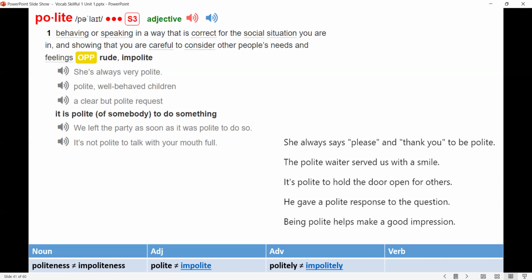Example, she always says please and thank you to be polite. The polite waiter served us with a smile. It is polite to hold the door open for others, especially ladies. He gave a polite response to the question. Being polite helps make a good impression.